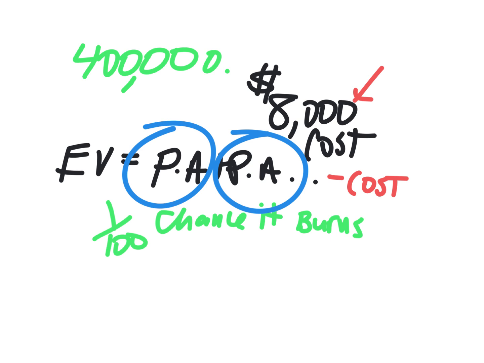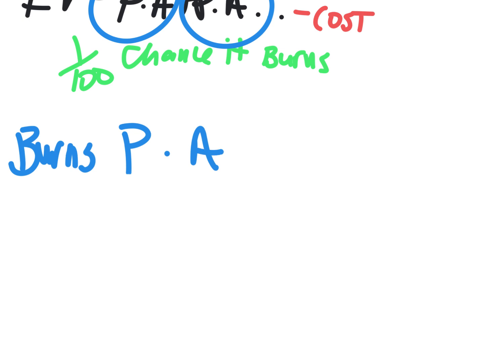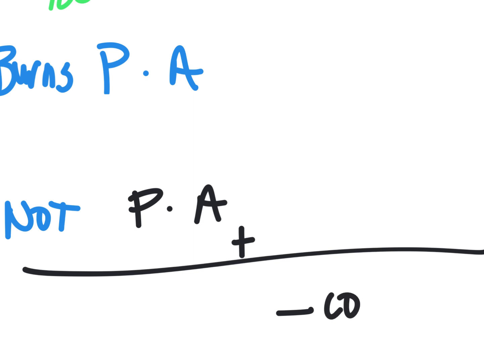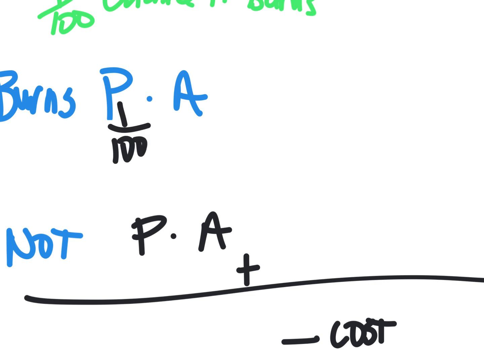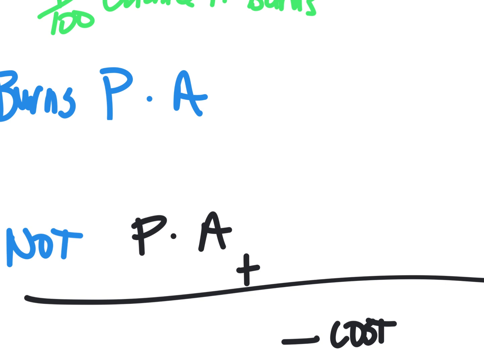Of course, the other bigger probability is that it won't burn down. All right. So, what's the probability it burns times the amount you get if it burns? And this is not burning. And we're going to add it all up. And then at the end, we're going to subtract the cost. All right. The probability it burns, 1 in 100, times the amount you get, 400,000. Somebody do that. What did it come out to?